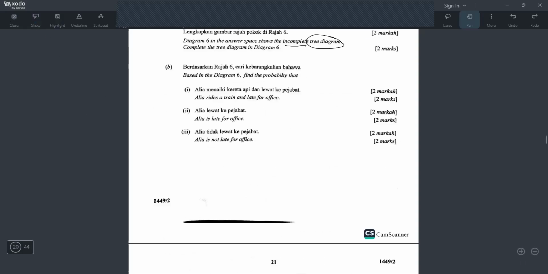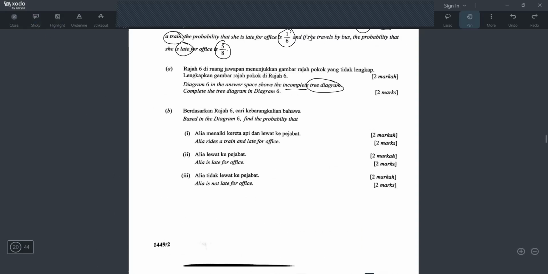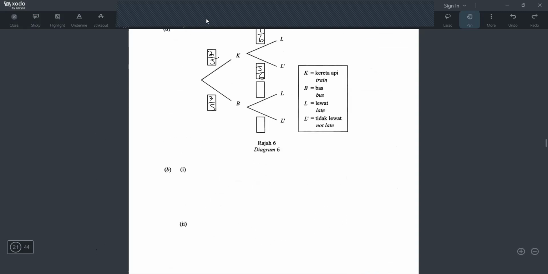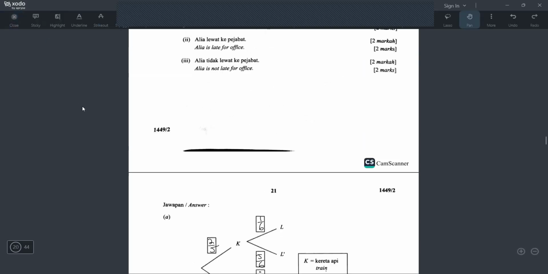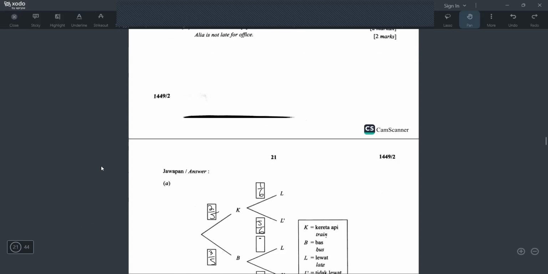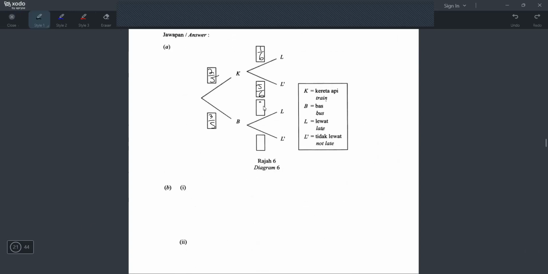Now, what about bus? Okay, bus late is what? If you travel by bus, the probability she is late is 5 over 8. So definitely the bus late, this one is 3 over 8. Okay, 3 over 8. And then what about the, eh, no, sorry, it's not 3 over 8. What it says here? 5 over 8. Sorry, so this is 5 over 8. Okay. This one is 3 over 8. Okay, why I know this is 3 over 8? Because total probability will be 1. So I'll just take 1 minus 5 over 8 to get 3 over 8.